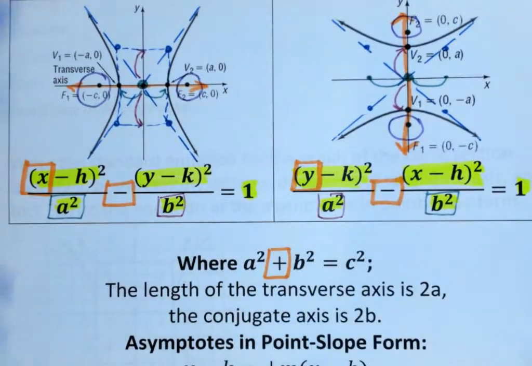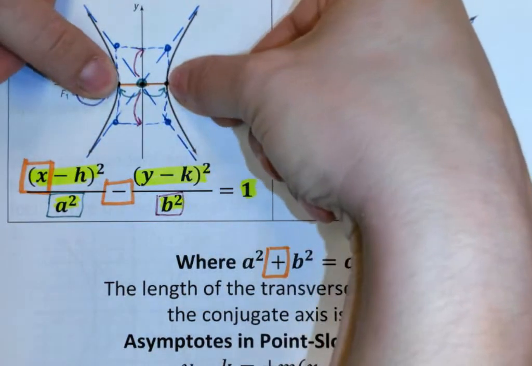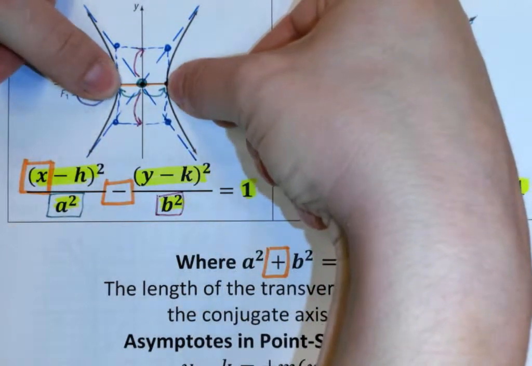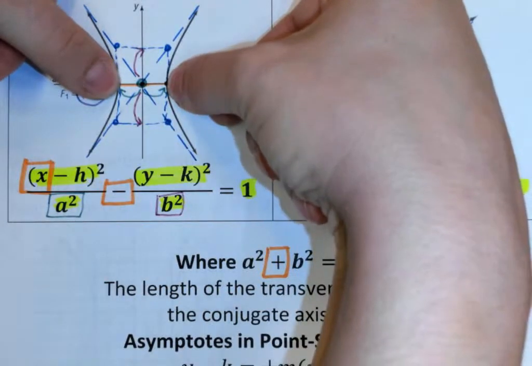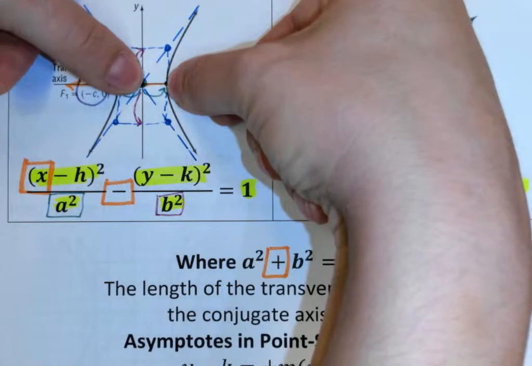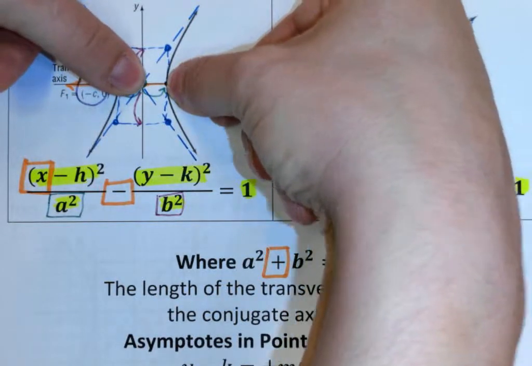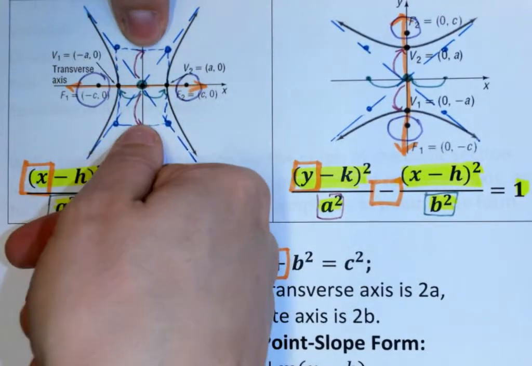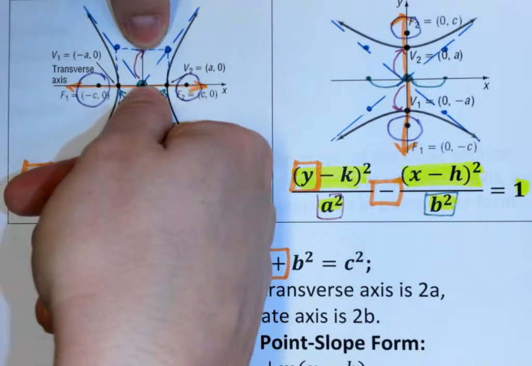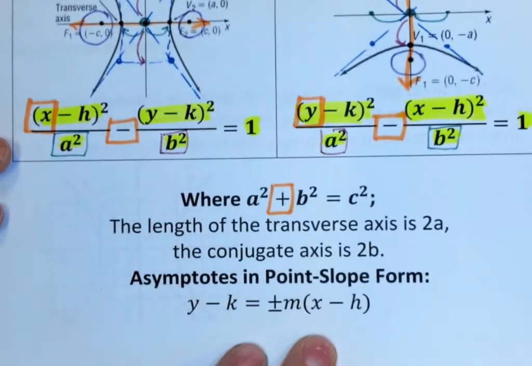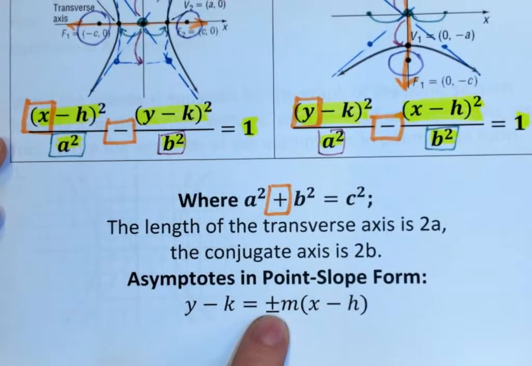And what that does is that gives us what we call the transverse axis, which goes from vertex to vertex. So if I give you that, remember just like we were talking about vertex to vertex on the ellipse, that's the transverse axis, cut it in half for A. Conjugate axis goes the other way, cut it in half for B. Okay, and then this is the equation of our asymptote.